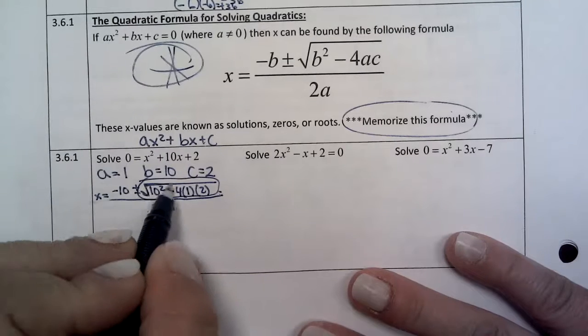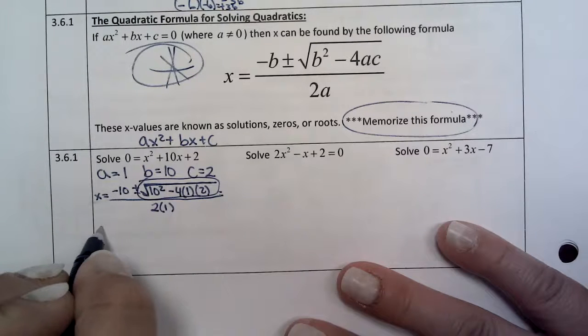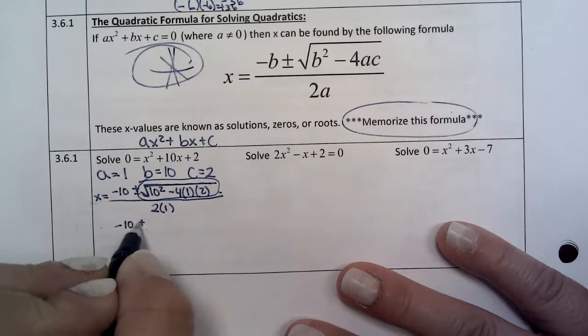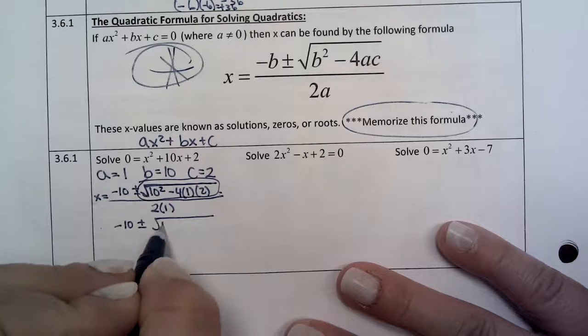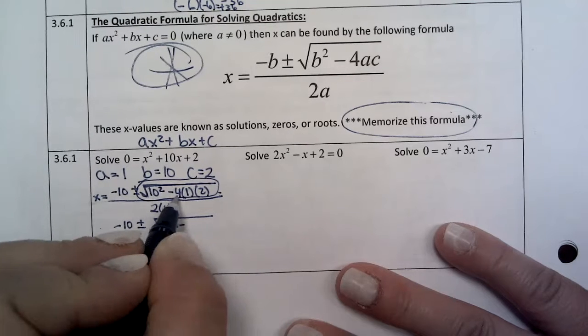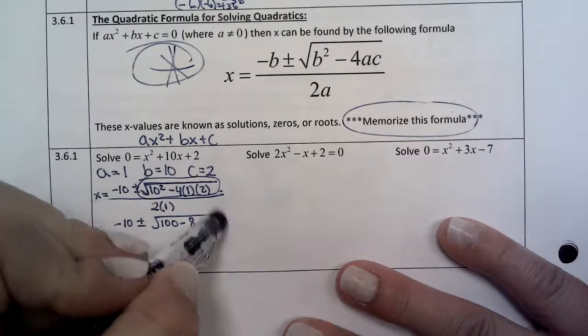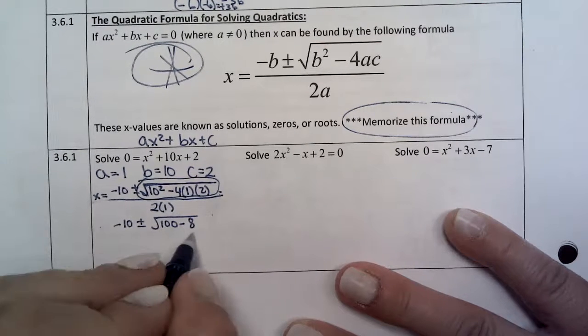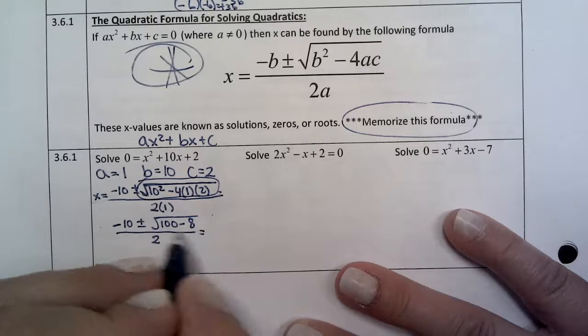Okay, so we're going to start with inside the radicals. Okay, and this is the radical, the little square root symbol. Okay, so I'm going to have negative 10 plus or minus 10 squared is 100. So 100 minus 4 times 1 is 4 times 2 is 8. Okay. And all of that is going to go over 2 times 1, which is 2.